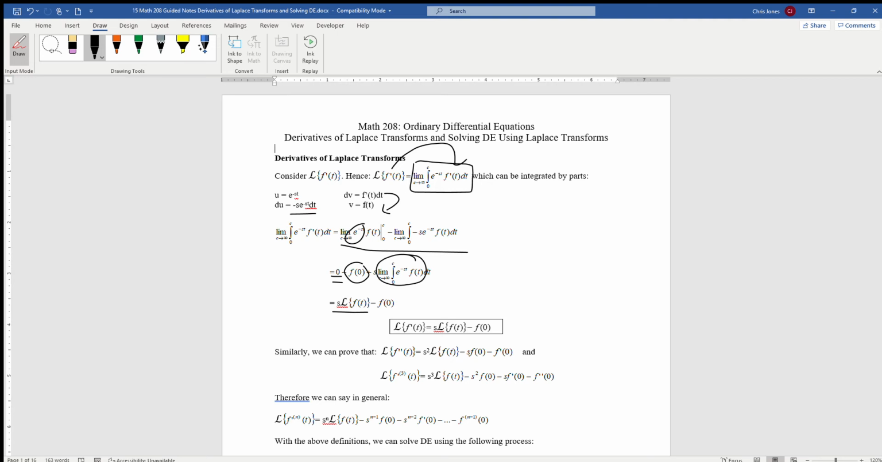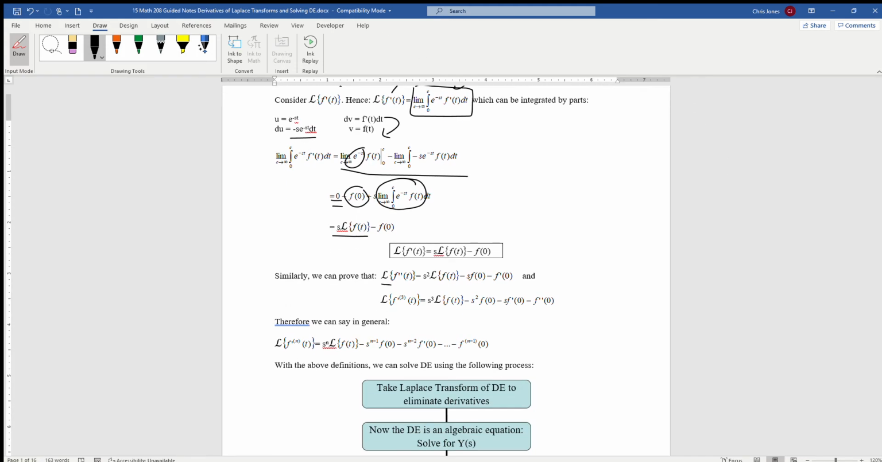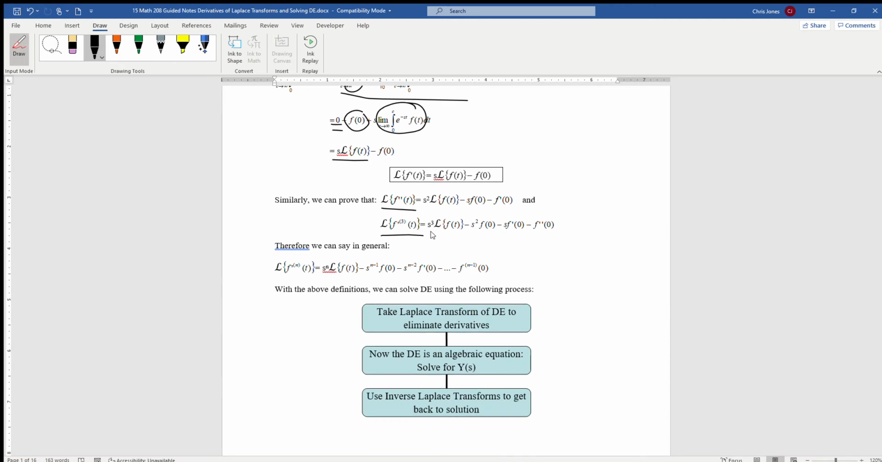Now if we wanted to, we could prove this a few more times by subsequent integration by parts, and figure out how to take the Laplace of the second derivative, the Laplace of the third derivative. And what you'll notice is that there's a pattern. Each time, you end up with s raised to the order of the derivative: for the second derivative, s to the second power; for the third derivative, the order of the polynomial in s is going to be 3. Then you go in descending order: s squared times f of 0, and then f prime at 0, and then f double prime at 0, etc. And so there's a pattern.